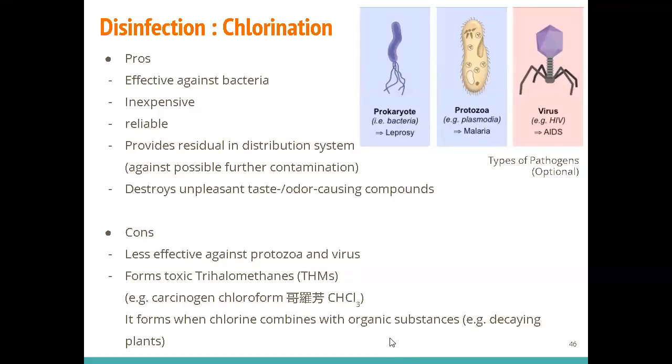There are some pros and cons to using chlorine as the disinfectant. It's very effective against bacteria, not expensive, and reliable. By reliable, we are talking about the effectiveness; it's always effective. It also provides some residue in the distribution system, which means some of it is left behind, and it destroys unpleasant odor-causing compounds. But of course, it could form toxic components when combining with some organic substances. It is also less effective against some types of microorganisms like protozoa, shown here. Also viruses, maybe it's more effective towards this type of microorganism.